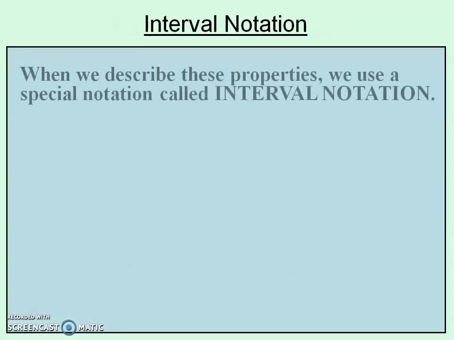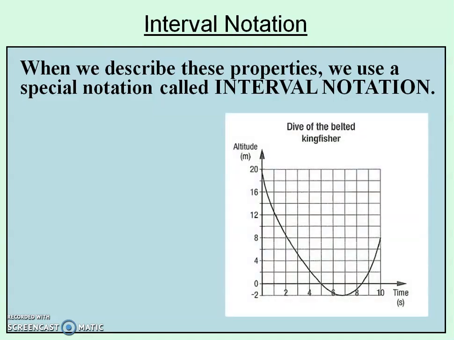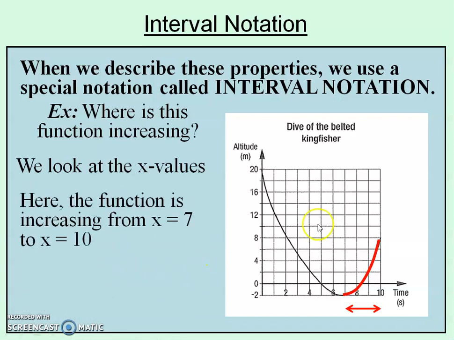But in terms of the language and how to discuss that, there are specific properties, and the way that we list those properties or parts of the graph uses a special kind of notation. That's the mathematical language part. So where is this increasing? I can highlight that part of the graph, but to give my answer, I list it in terms of the x values. It increases from 7 seconds all the way until 10 seconds, and the whole time in between.